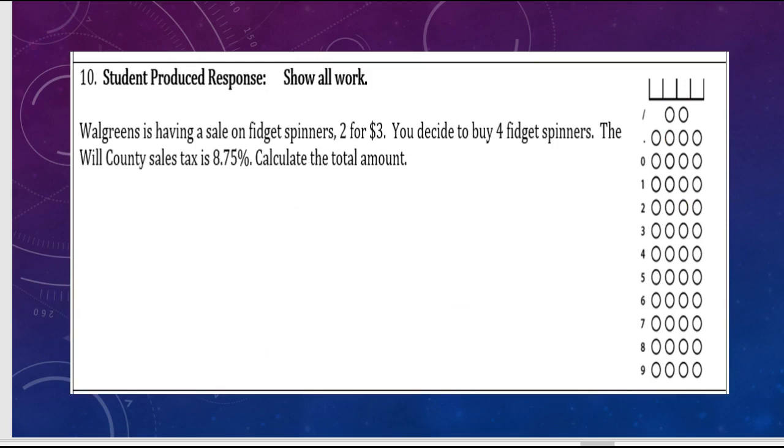Number 10 is a tax problem. Okay, Walgreens is selling fidget spinners 2 for $3. We want to buy 4. And we know that there's an 8.75% tax. So, if 2 fidget spinners cost $3 and we want to buy a total of 4, we're buying a total of 4 for $6. Okay? So I put 2 in my Walgreens cart, and that cost me $3. Then I'm going to put 2 more, and that cost me $3 more for $6. Now we need to figure out what tax is going to be added on.